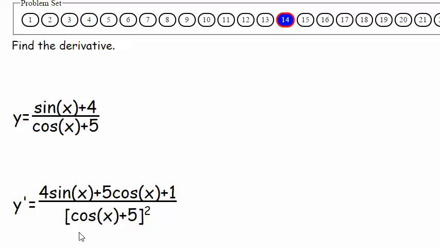So that anyway explains how we're coming up with this. And of course I've got it written in a little different order, but that's okay. Alright, so that's how that works out.